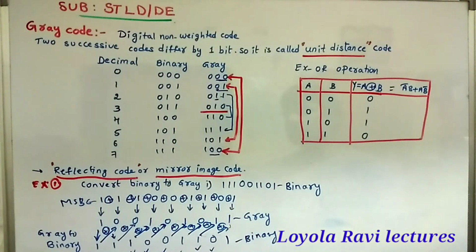Okay, this is about gray code and how to convert from gray to binary and binary to gray. Next we will discuss excess 3 code, that is also very important, and how to perform excess 3 addition.